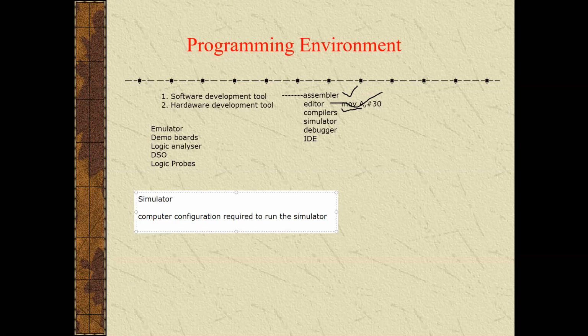So let's see now. The 8051 simulator runs on the PC. The requirements of the PC, the simulator requirements: first one is RAM. We require RAM of minimum 512 KB. So the PC should contain RAM of minimum 512 KB. Then it should have DOS compatibility.